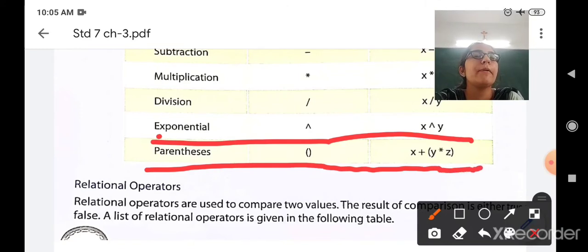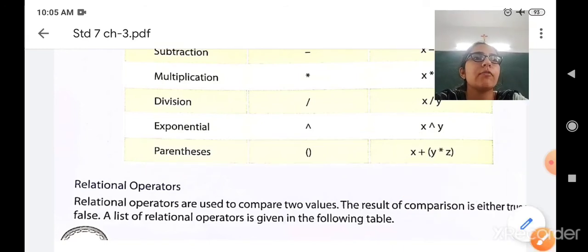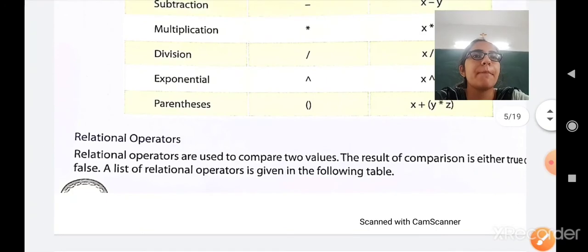It means if you want to perform the 3 operations together, first y and z will be multiplied. For example, the value of x is 5, y is 2 and z is also 2. Then first 2 into 2, 4, and 5 plus 4, 9. Okay, so the answer will be 9. Here let us see that the value of x is 5, y is 2 and z is also 2. So first 2 into 2, 4. So 5 plus 4 is equal to 9. Okay, so like this the calculation will be performed using the parenthesis operator.